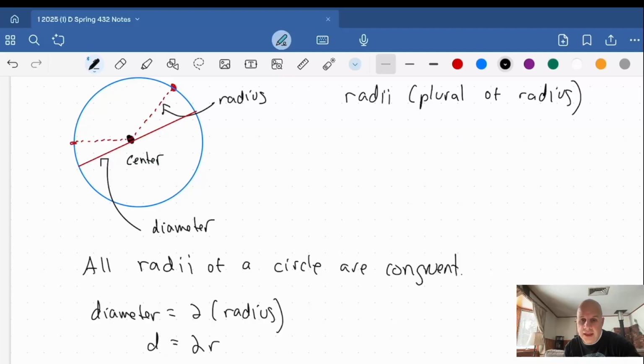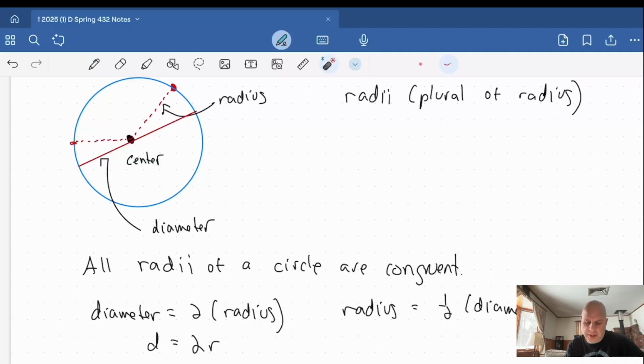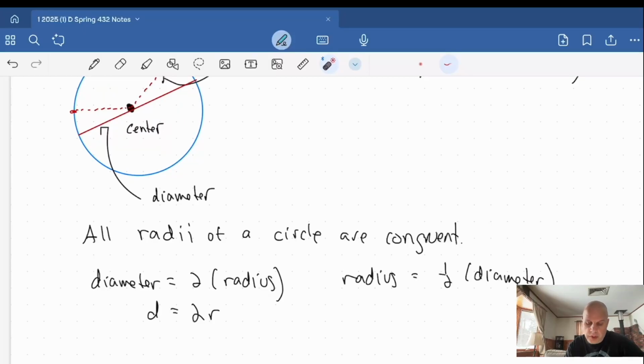We also can look at it the other way around and say that the length of the radius is 1/2 the length of the diameter. Again, remember, we know that the diameter consists of 2 radii. So let's say that we know that this diameter is 10 inches. That means one radius is going to be half of that, 5 inches. So we can just write down r = 1/2 d.